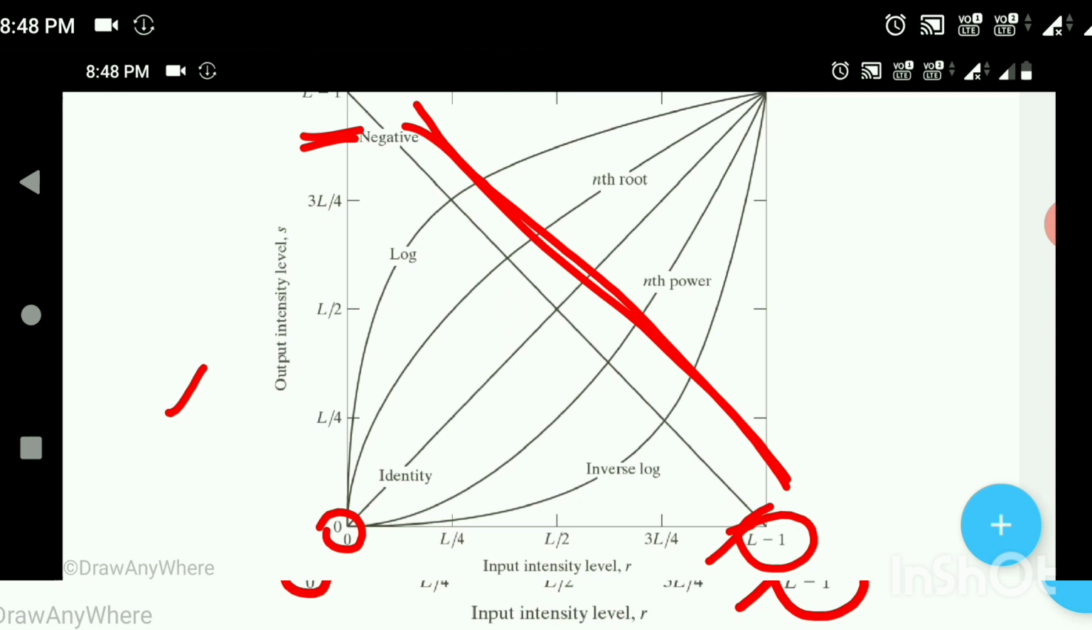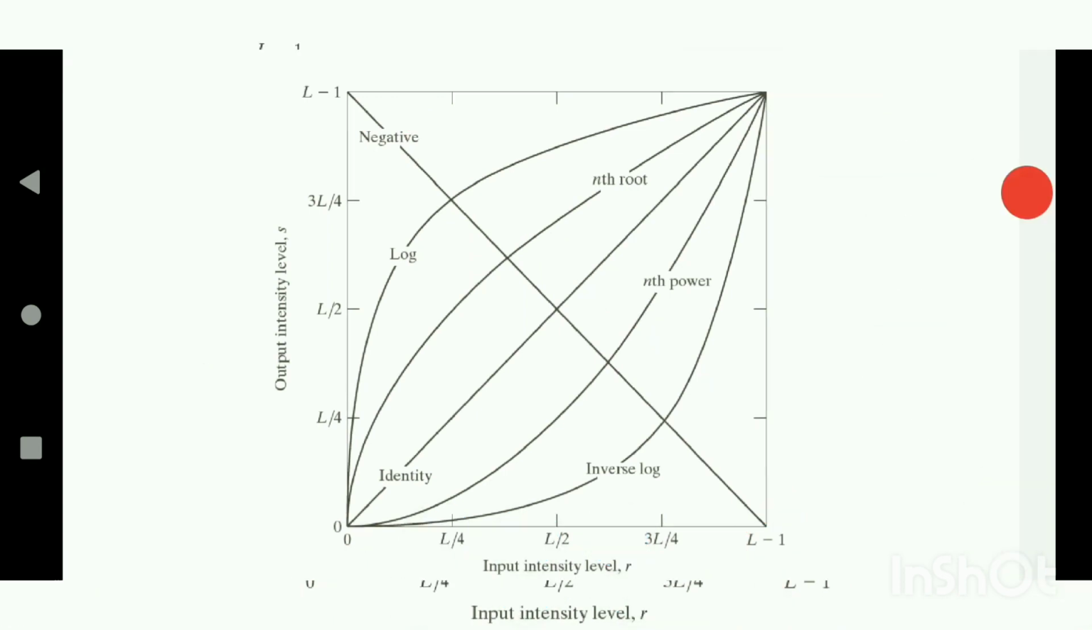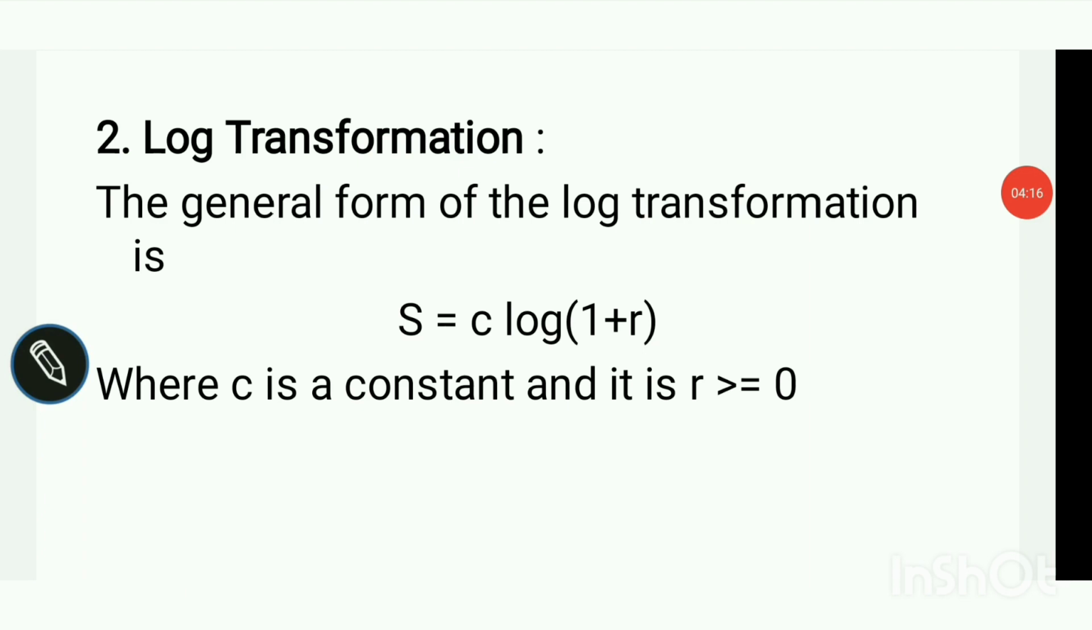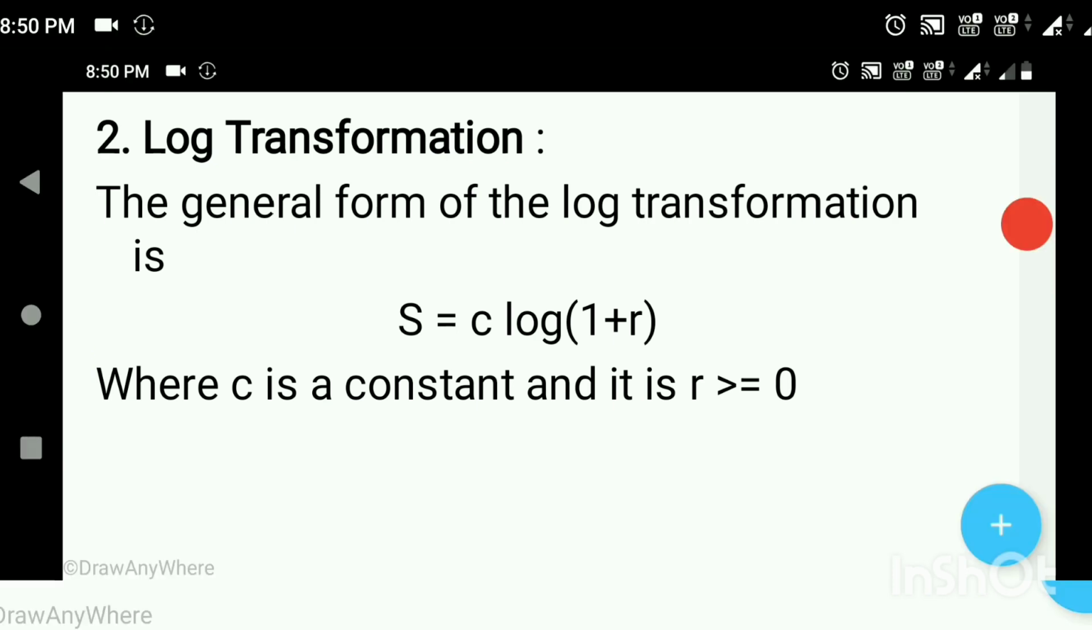Now let us see log transformation. The general form of log transformation is given by S is equal to C into log of 1 plus R, where C is a constant value and R is the input, and S is the output. C is a constant, where R is greater than or equal to 0.